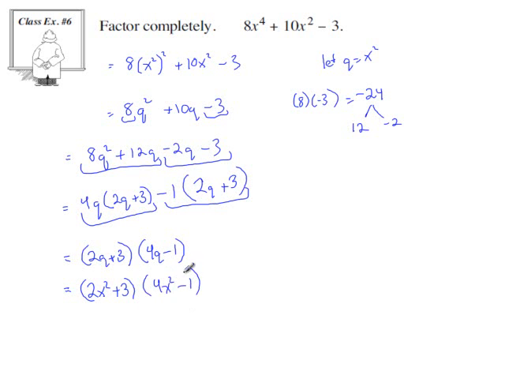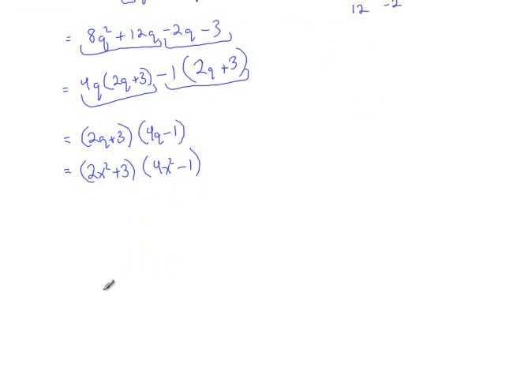Oh, okay, we're not quite done yet. Looks like this 4x squared minus 1 could be further factored. So it's looking like I could do a difference of squares on this. So let's keep going. Two x squared plus 3, I can't factor that further, so that's done.